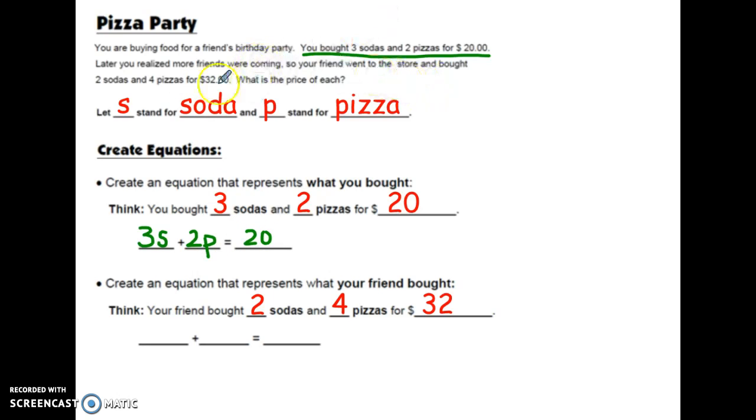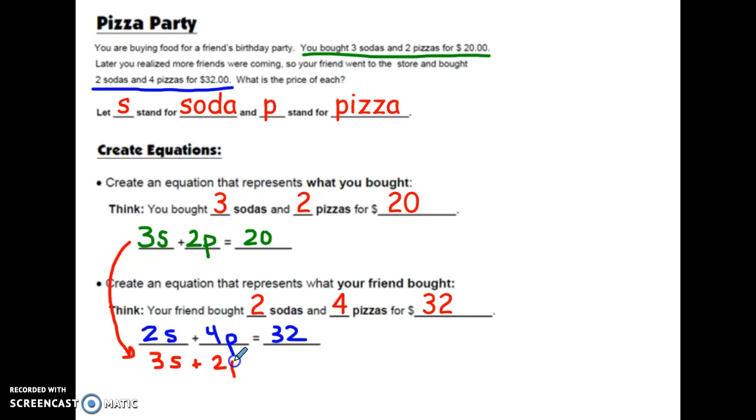And I believe the friend sentence is right here. So this is where this information comes from. Your friend bought 2 sodas and 4 pizzas, and he spent 32. So once again, I have my 2 equations. I'm just going to copy this one down below this one so that they're next to each other and I can focus on what I've got.